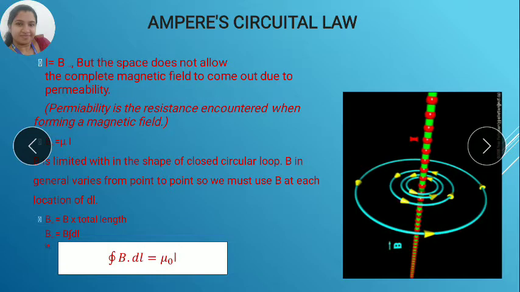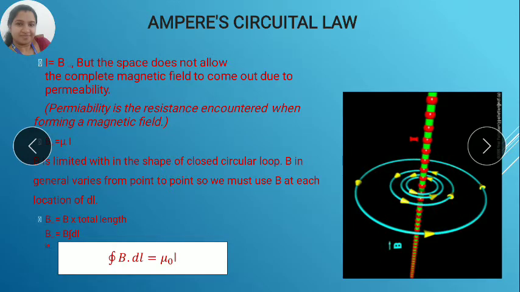For this, we assume that if I is the current flowing through the conductor and B total is the total magnetic field developed due to the flow of this current. So this is the direction of current flowing, and this is the direction of magnetic field induced. If we consider a large loop, this magnetic field is limited within this loop. If you consider this small loop, then that magnetic field is limited within this loop.